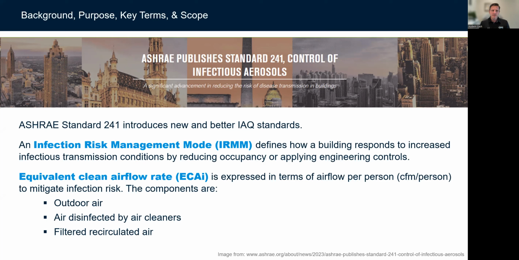The fundamental math behind the IRMM is how much equivalent clean airflow you need, expressed on a per person, unitary basis, to reduce the risks. The three components of clean air are how much outdoor air you have available, how much air is being disinfected by the air cleaners in the space, and how much filtered and recirculated air through a good filter is available. Those three things come together to deliver an equivalency of clean air.